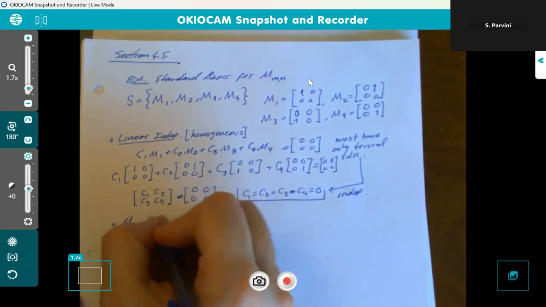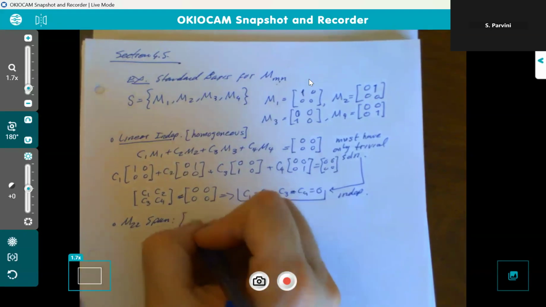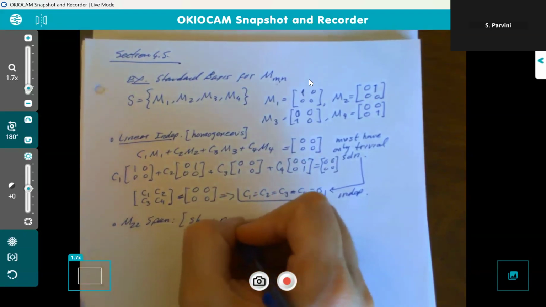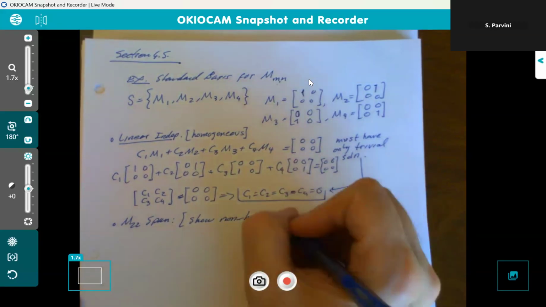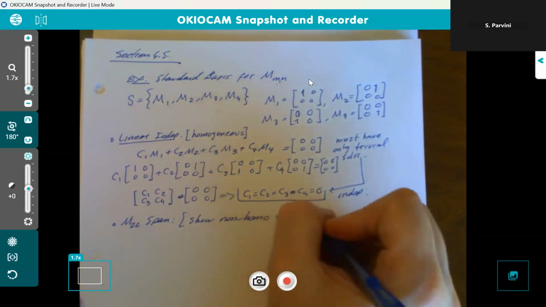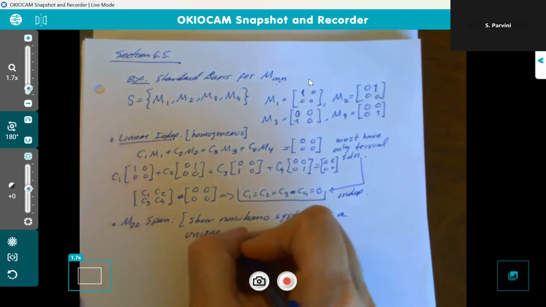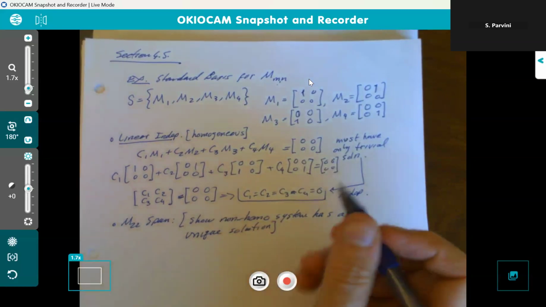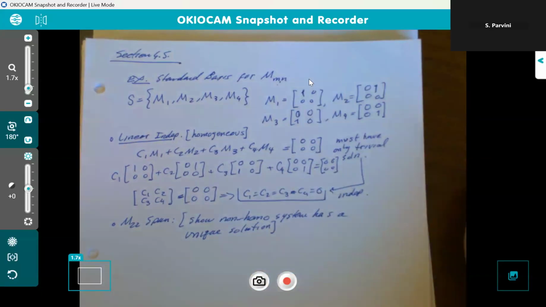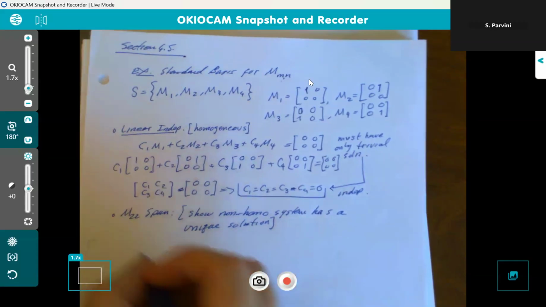Now, for the spanning part, M22 span. Let's check this one out. For this one, we need to show the non-homogeneous system has a unique solution. So for linear independence, again, homogeneous. For spanning sets, the non-homogeneous has to have a unique solution.